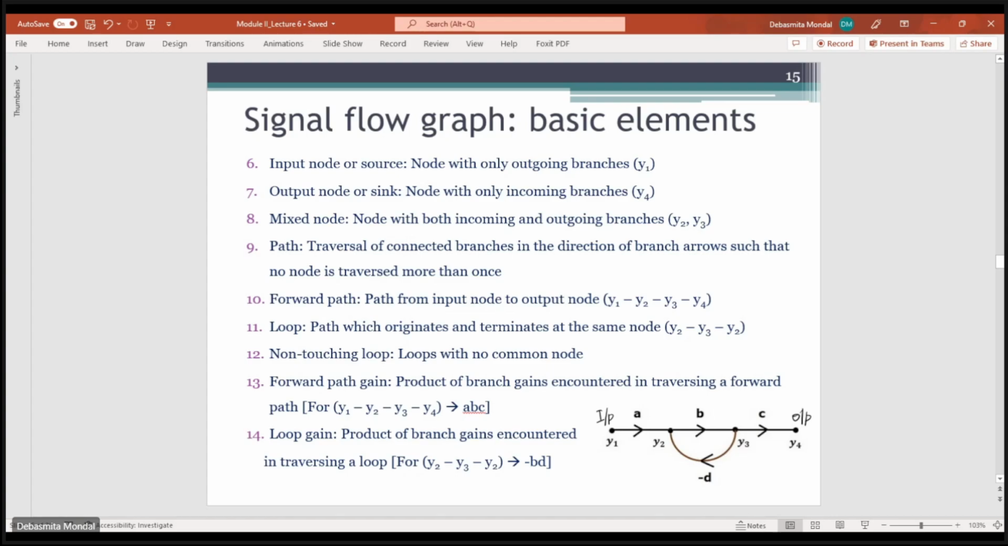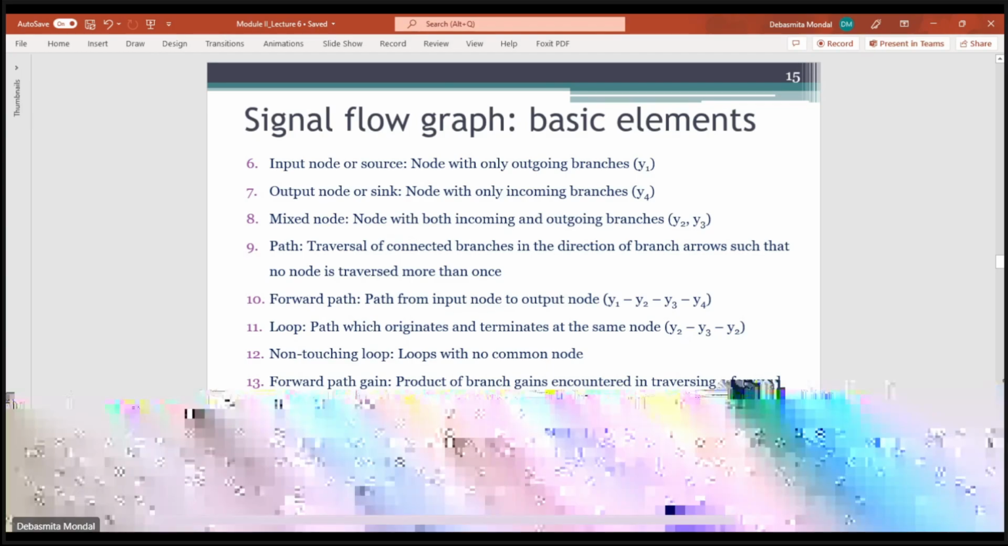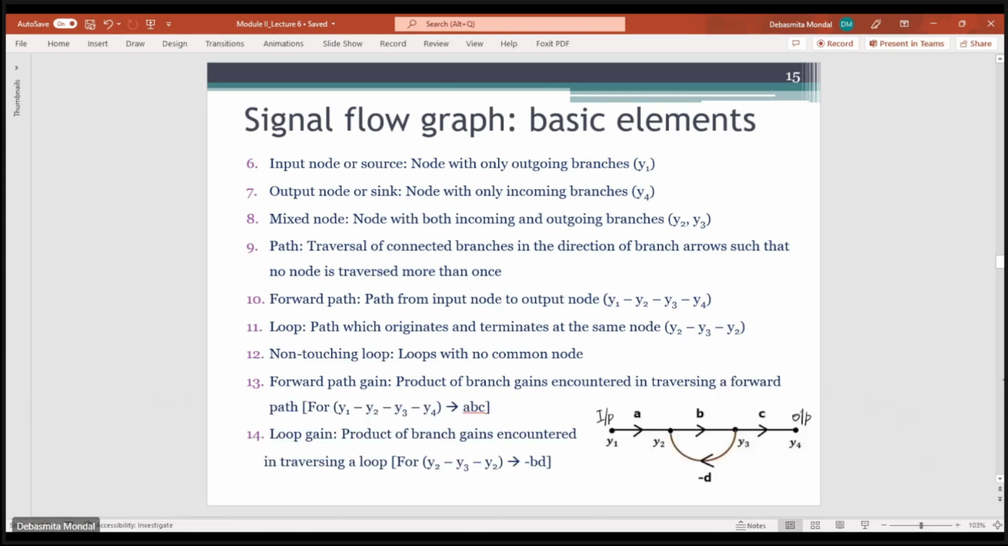Then we have forward path gain. Forward path gain is the product of the branch gains encountered in traversing a forward path. First, you find the forward path, which was y1, y2, y3 and y4. To find the forward path gain, it will be the product of the gains of all the branches in the forward path. That means A, B into C. So A, B, C will be the forward path gain.